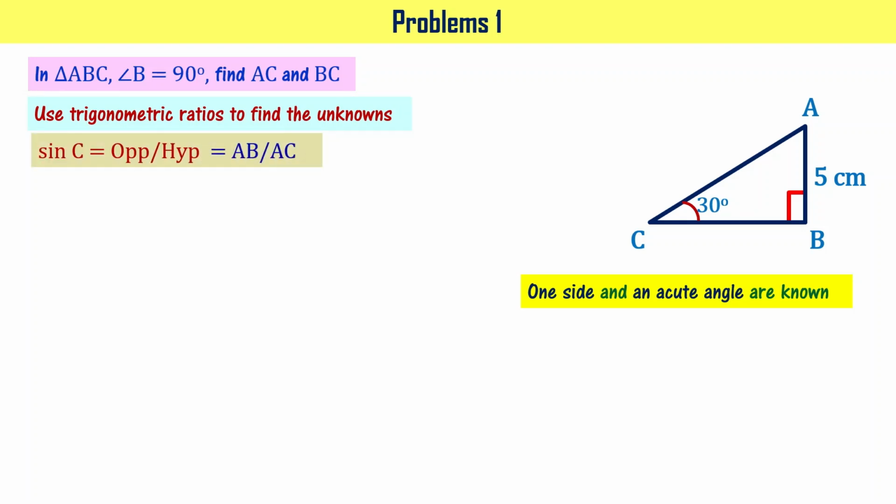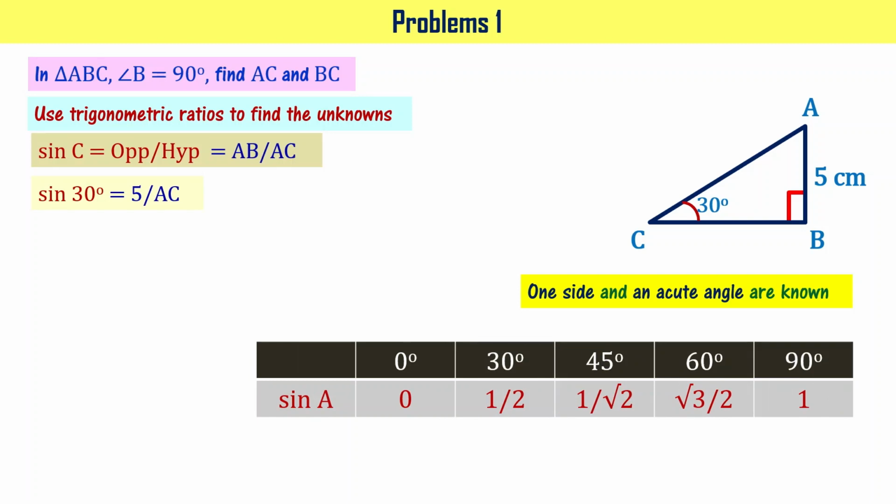We can write sin C as AB by AC, right? So sin 30 degrees is going to be equal to 5 by AC, where AC is unknown. We can find that with the help of the trigonometric ratios table. From this table, you can say that sin 30 degrees equal to half. It means half equal to 5 by AC. So AC equal to 5 times 2, that is equal to 10 centimeters.